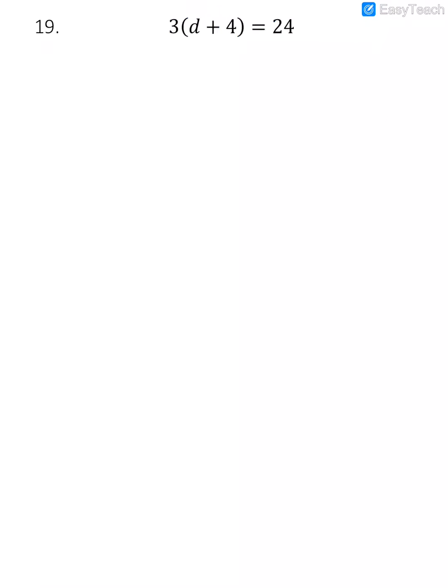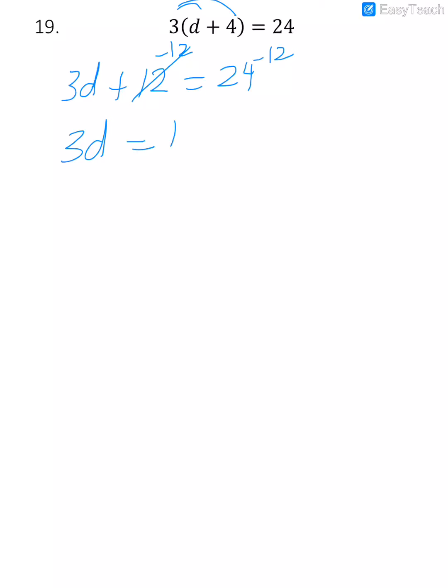Alright, let's try one with brackets here. So number 19. So we have two options here, and I'll show you both of them. First one is to distribute. So that means we're taking this 3 and we're multiplying into both of the numbers inside the brackets. So that gives us 3d plus 12, and that equals 24. Now we simply try and get d by itself, subtract 12 to both sides. 3d equals 12. Divide by 3, and I get d equals 4.